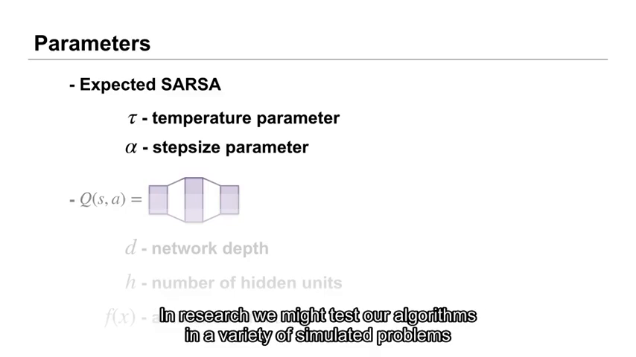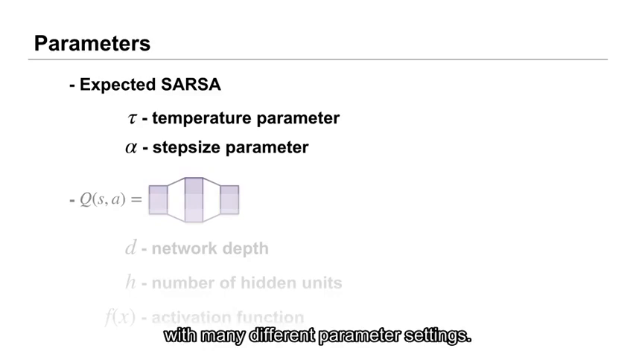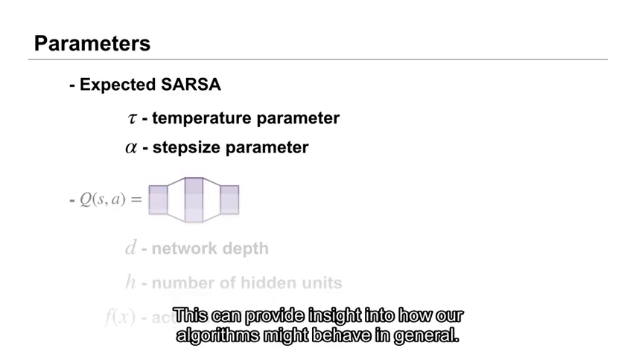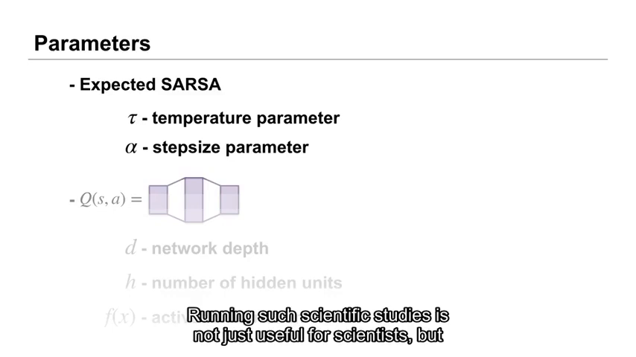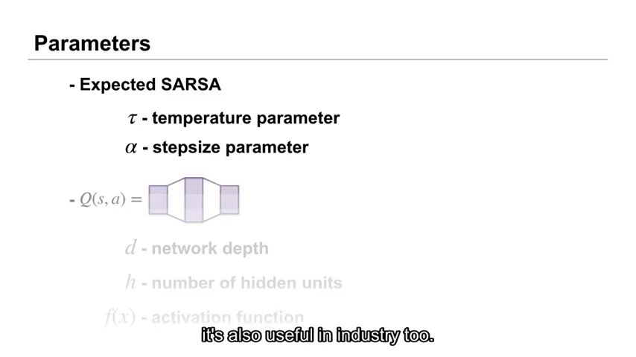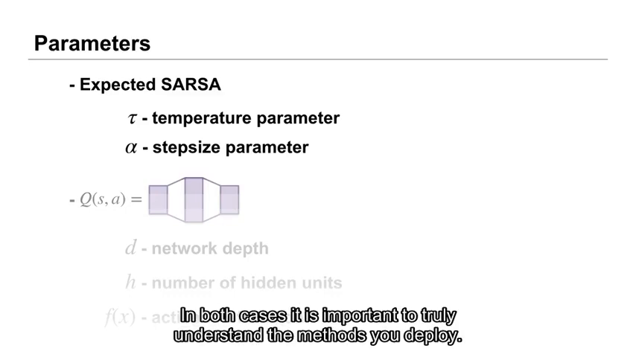In research, we might test our algorithms in a variety of simulated problems with many different parameter settings. This can provide insight into how our algorithms might behave in general. Running such scientific studies is not just useful for scientists, but it's also useful in industry too. In both cases, it is important to truly understand the methods you deploy.